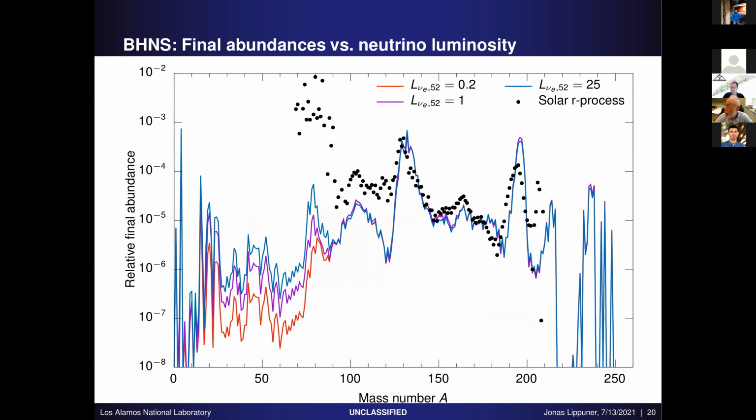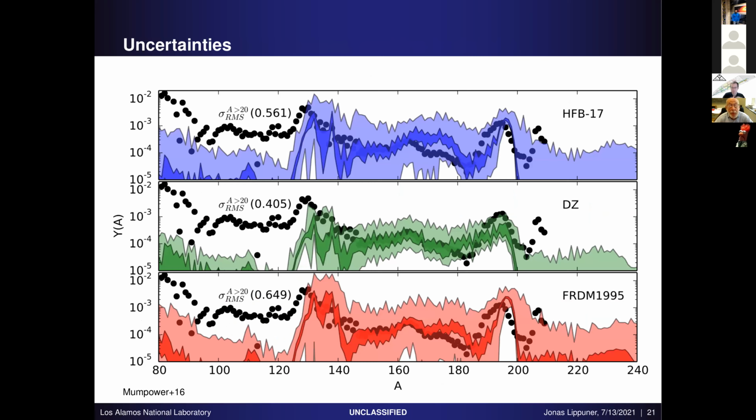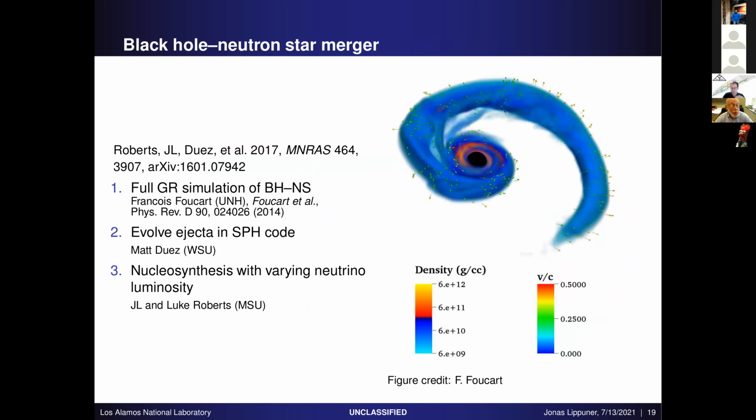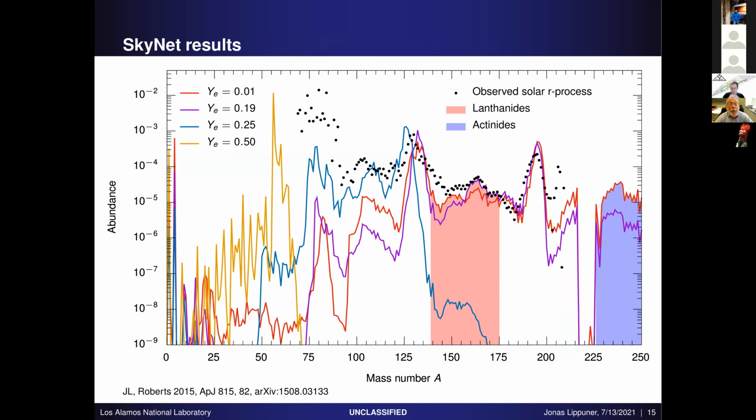Okay, and Luciano? Yeah, hi. Thank you for the talk. It's very good. I think in slide 15 you showed the abundances for different Ye. Have you done the same exercise but with other conditions, like different entropies, different densities, or other thermodynamical properties? Does it change that much? How important are the other properties?